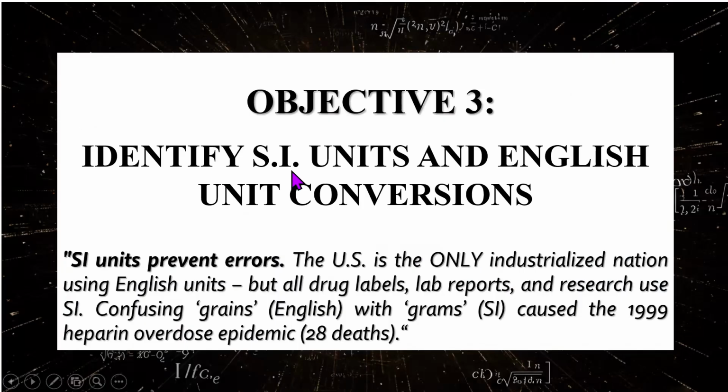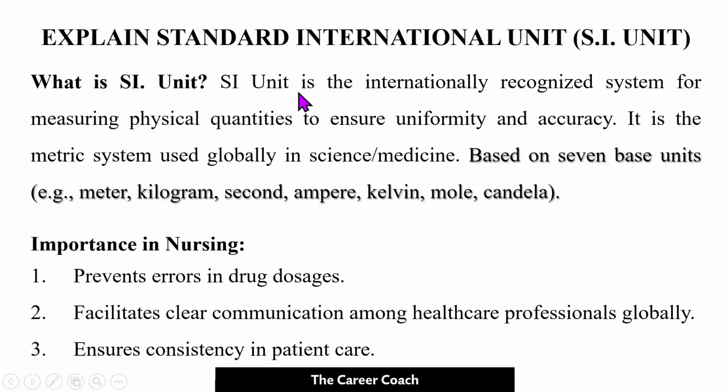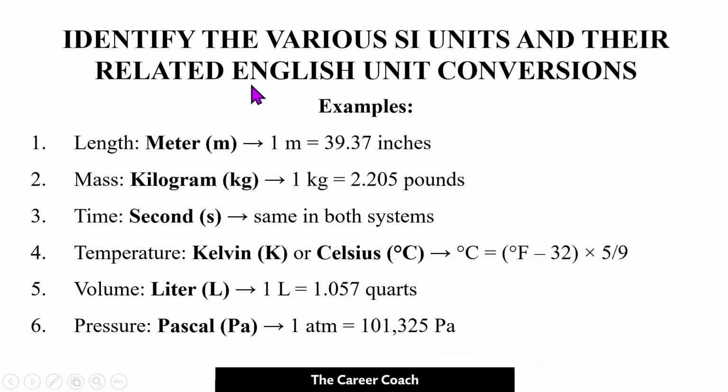Objective 3. Identify SI units and English units conversion. So these are the various units and how they convert. Length is measured in meters. 1 meter is equal to 39.37 inches. Mass is in kilograms. 1 kilogram is equal to 2.205 pounds. Time is in seconds. It is the same in both systems.